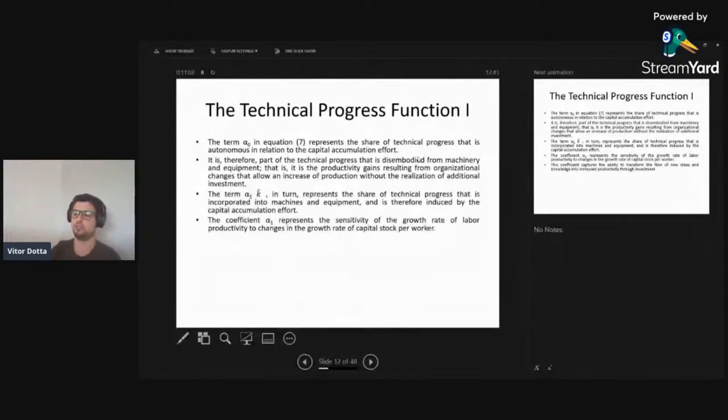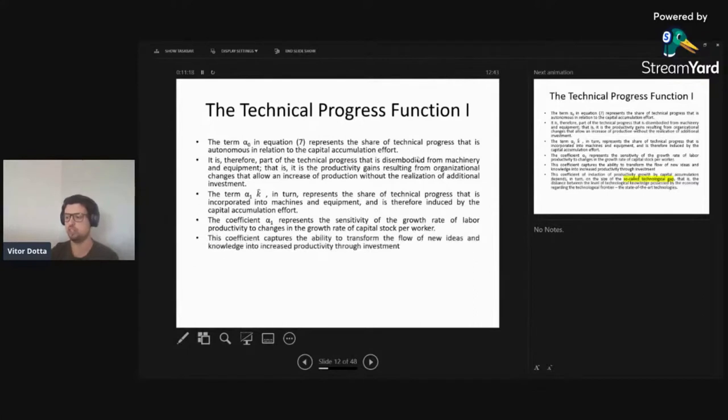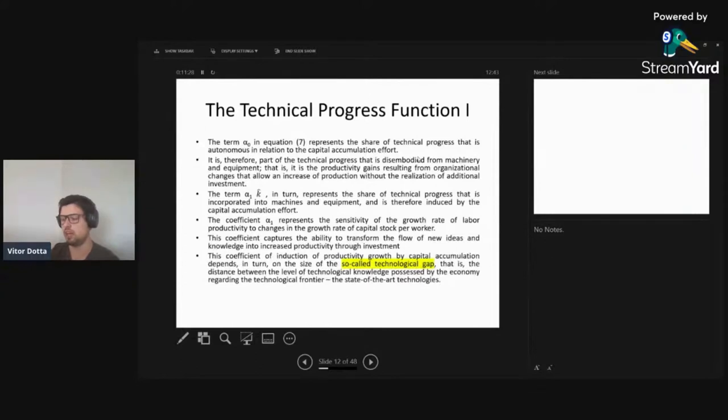Therefore, the coefficient A1 represents the sensitivity of the growth rate of labor productivity to changes in the growth rate of capital stock per worker. This coefficient captures the ability to transform the flow of new ideas and knowledge into increased productivity through investment. This coefficient of productivity growth by capital accumulation depends in turn on the size of the technological gap. That is the distance between the level of technology in one country at a point in time and the technological frontier. For instance, how distant is the technology that a country is using from the state-of-the-art technologies.